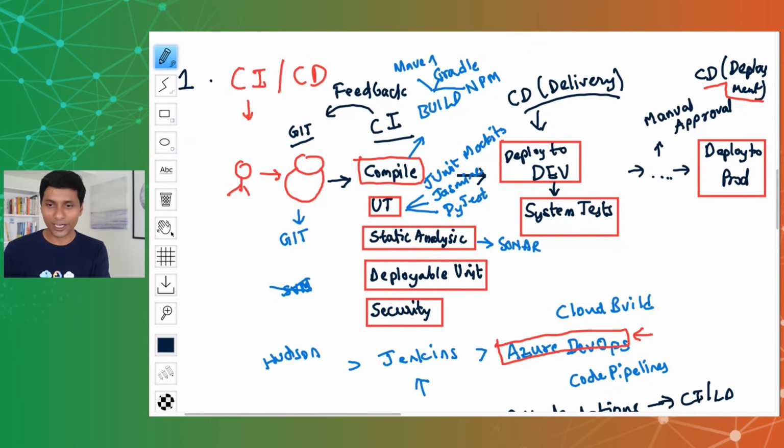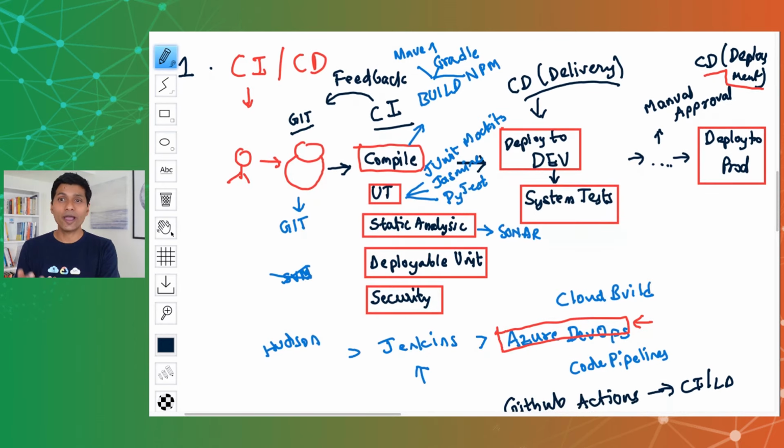Variety of tools, variety of processes, everything aimed at getting quick feedback. If a unit test is failing, you'd want to know as soon as possible. If a static analysis check is failing, if you're not able to deploy to an environment, if you're not able to build a deployable unit, you want to know each one of those as quickly as possible.